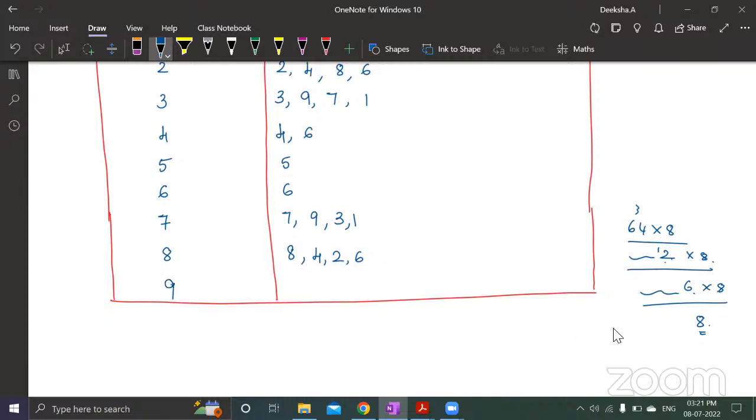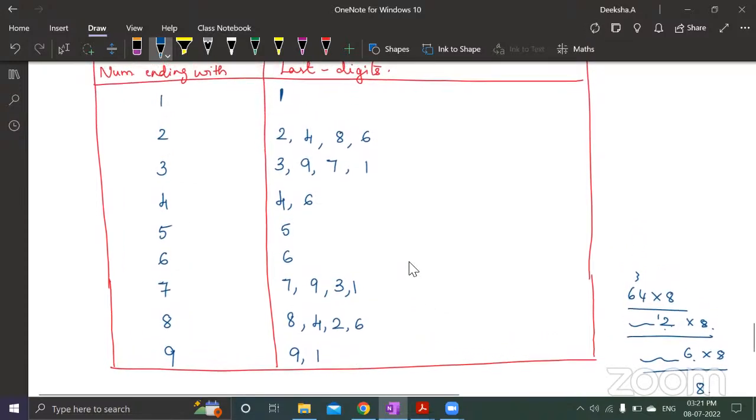Now for number 9, 9 power 1 is 9. 9 squared is 81, where the last digit is 1. 9 cube is 729, where again the last digit is 9. So we'll stop here. Now here, understand clearly.